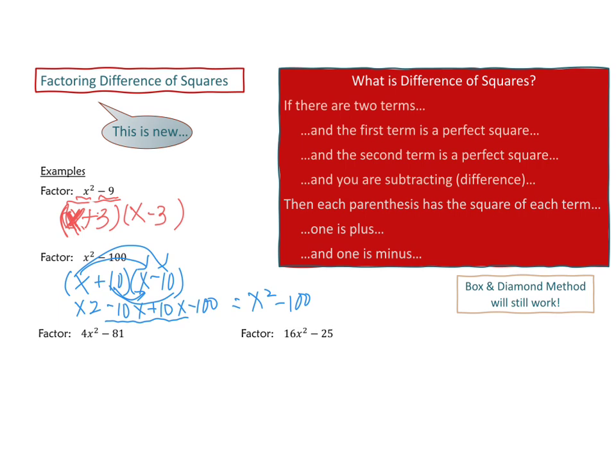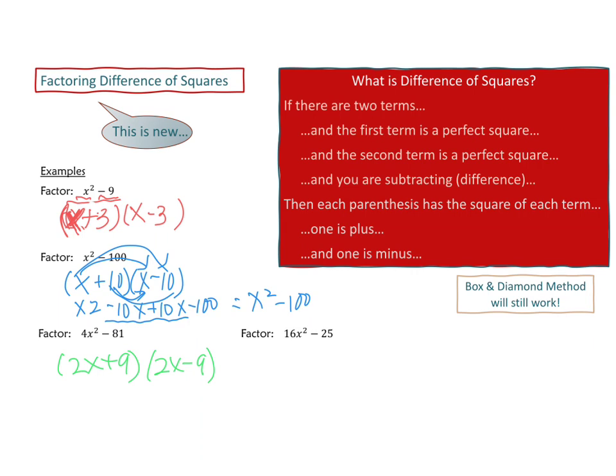How about the next one? It's a little tougher. Is 4x squared a perfect square? Well, wait a minute. It's a number and a letter. Well, I know that the square root of x squared is x. What's the square root of 4? If you said 2, you are correct. 2 times 2 is 4. So our first term would be 2x. How about negative 81? What times what equals 81? If you said 9, you are correct. 2x plus 9, and then 2x what? What's the next thing I've got to put here? If you said minus, you are correct.